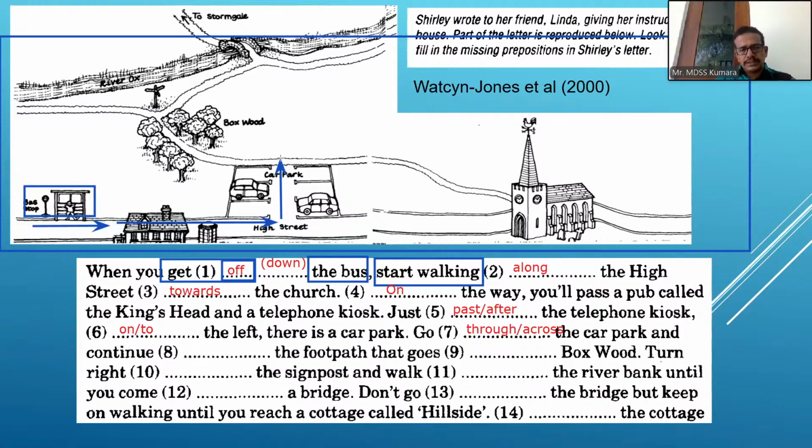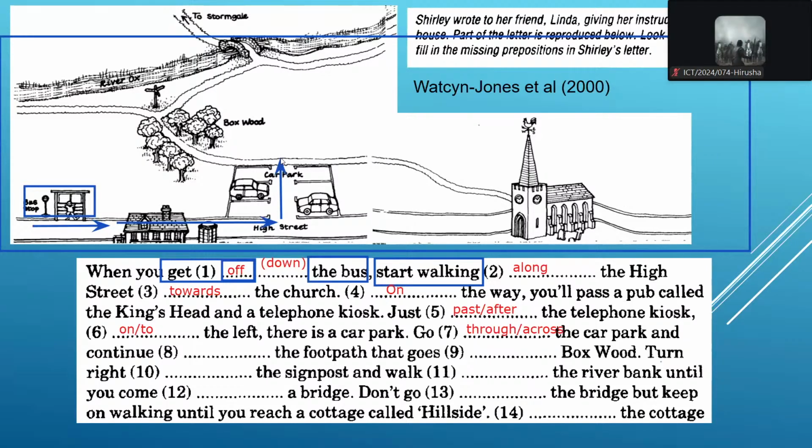The footpath. So what is the preposition? On. Along.